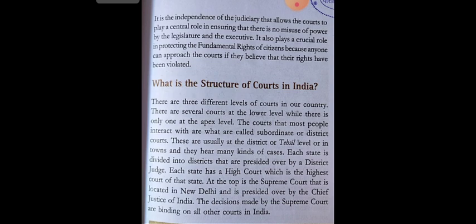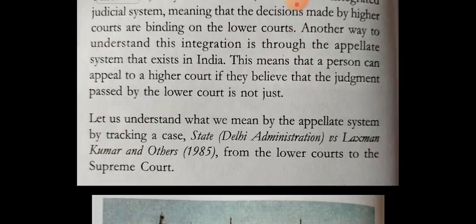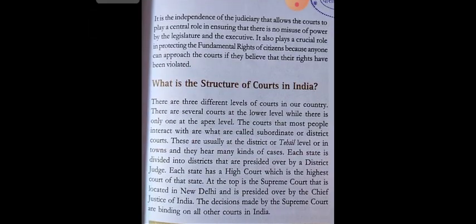So what is the structure of courts in India? The Indian judiciary has three levels of court, that is the District Court, High Court and Supreme Court. Okay, so District Court means these courts are generally present at the district, town or tehsil level. Most of the people interact with this level of court. These are also known as subordinate courts, district courts or tehsil level courts.